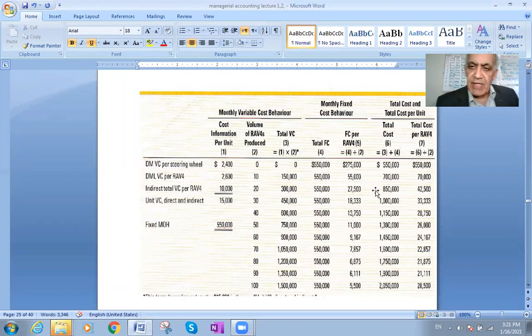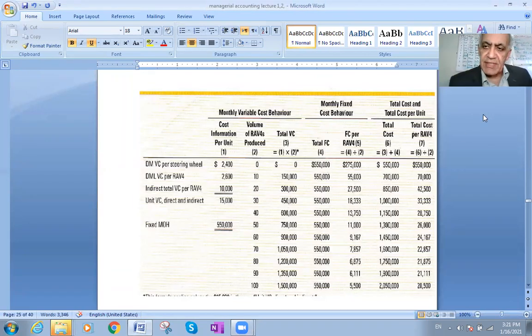We have here today the costs, and this is lecture number 3 in managerial accounting. I will start directly with the mathematical approach, then from there, I will go to the theoretical part.